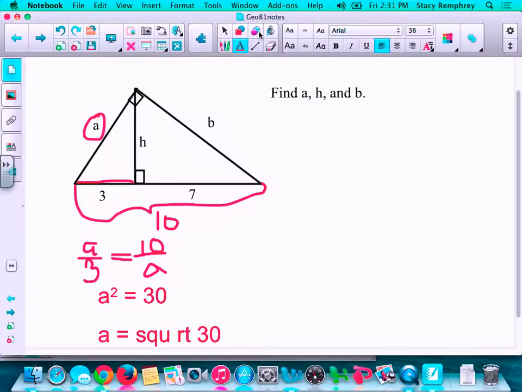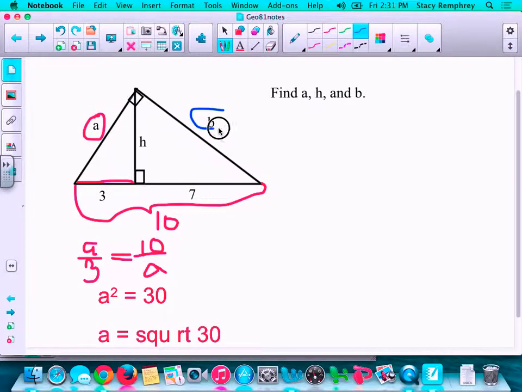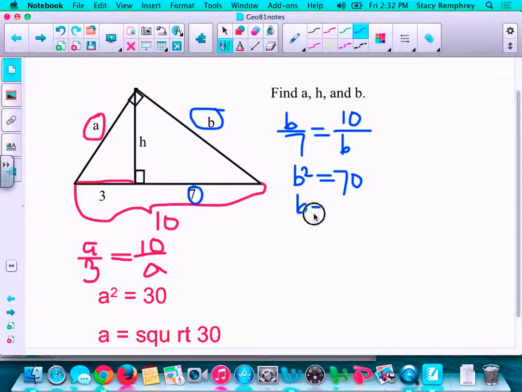Okay. Then we'll do something similar. B is another one where it is the leg of the large triangle. So we can do something very similar where B is the geometric mean. So you write that part twice. Between the segment that touches it, in this case 7, and the whole hypotenuse, which we already found was 10. And you'll solve that, and you'll get B squared equals 70, and therefore B equals the square root of 70.